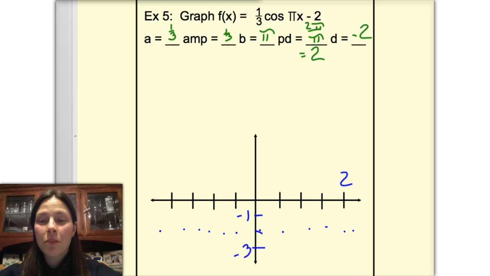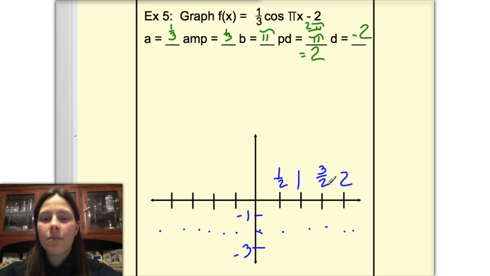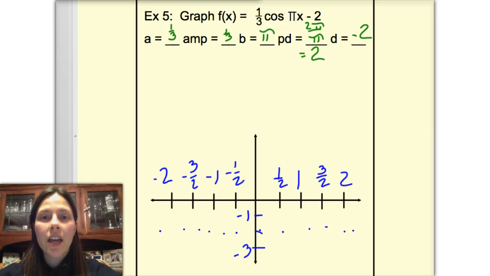Alright, so we have our full period at 2, and splitting that into 4, we have 1/2, 1, and 3/2. And as always, the same values in the negative direction. This one, because there's no reflection, our cosine will start at its maximum. So again, that y equals -2 is our new x-axis.